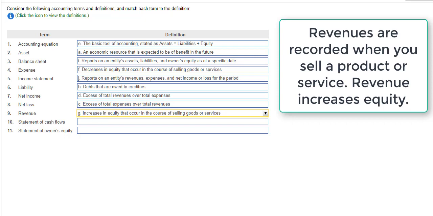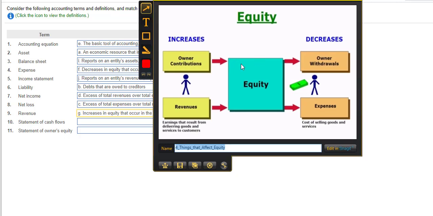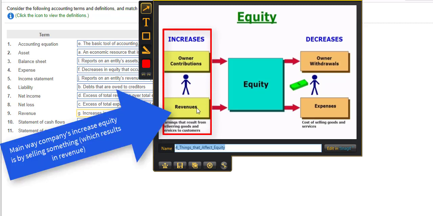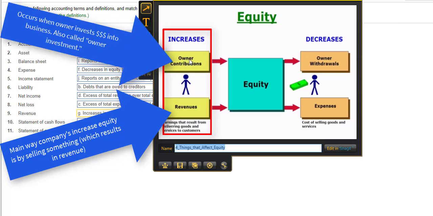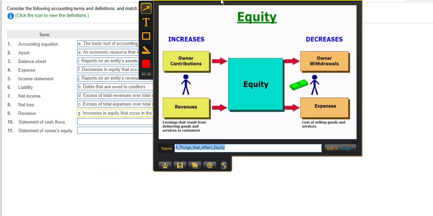And the other key thing to remember about revenue is it increases equity. So remember, equity is the part of the assets that the owner owns. So how do we increase our equity? The main way that companies increase their equity is they sell items or services. So that's called a revenue. The other way that they can increase equity is by an owner contribution, which is basically putting money into the business to help run the business. I oftentimes will call the owner contributions an owner investment or an investment.